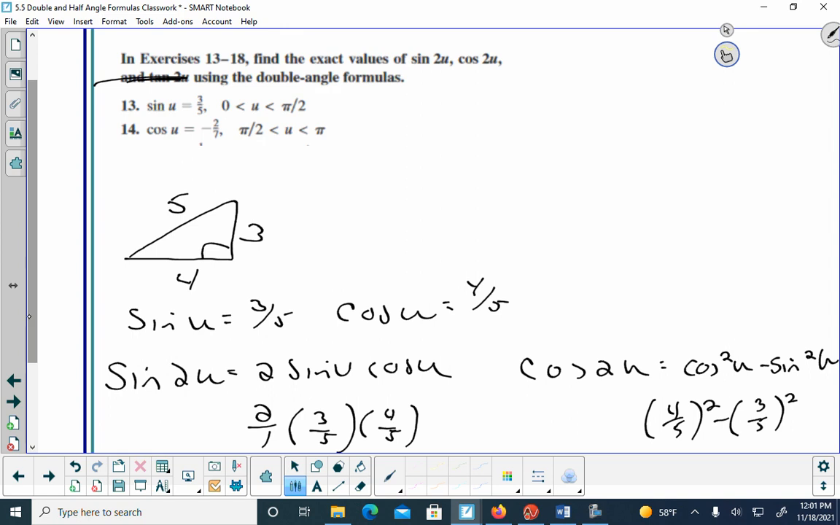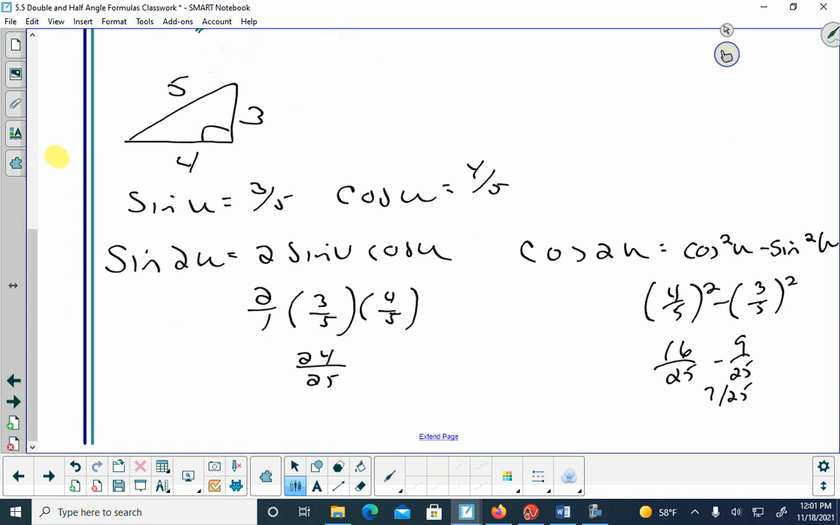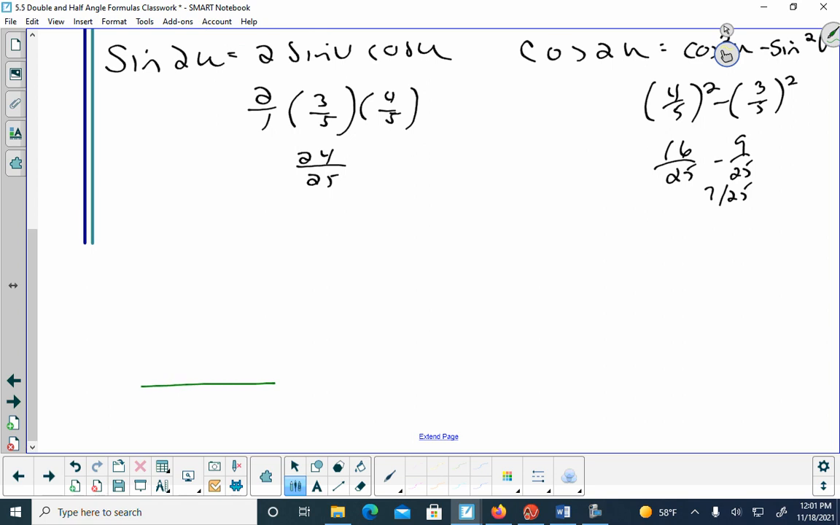Now I'm going to do 14. This one, I don't know if I pointed it out. It told me it was in the first quadrant, right? So that's why I made both my sine and my cosine positive. 14, they're telling me that it's between pi over 2 and pi. So they're telling me it's in what quadrant? Second quadrant. So this is telling me that it's in the second quadrant, which means my cosine will be negative, my sine will be positive. So I'm going to draw that triangle in the second quadrant with negative 2/7.